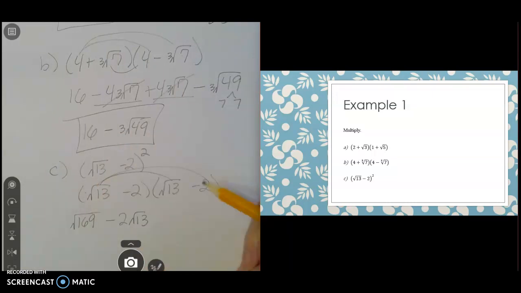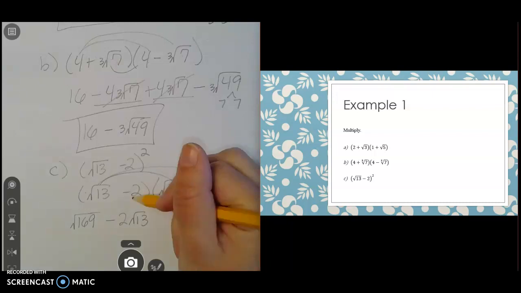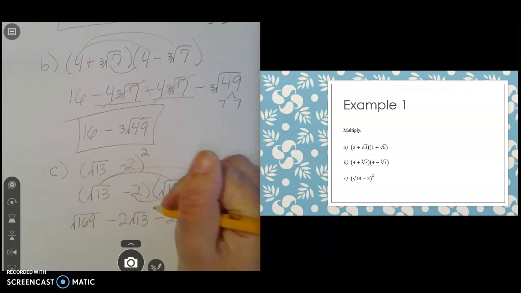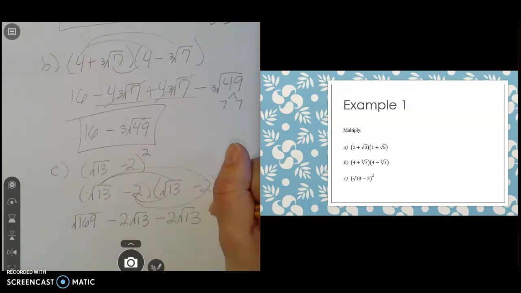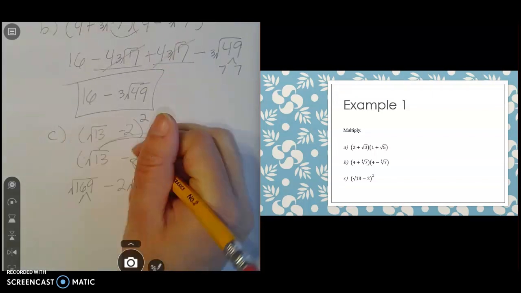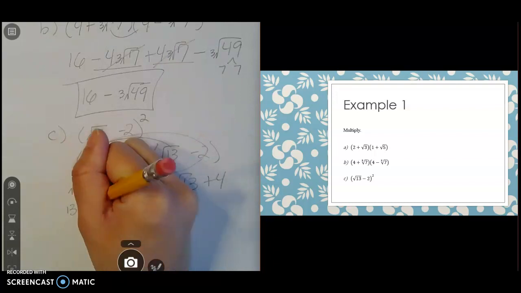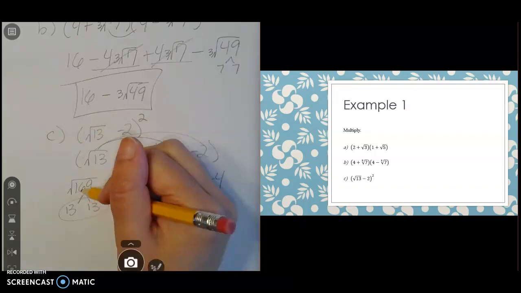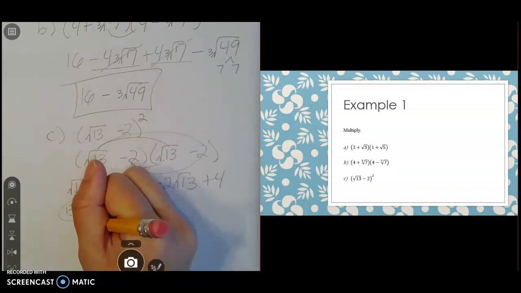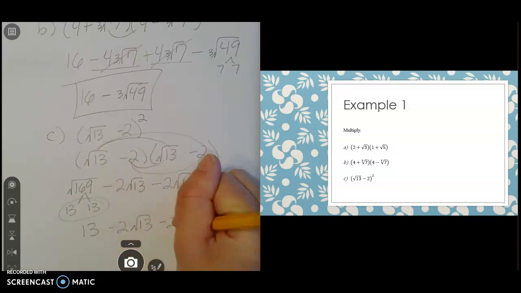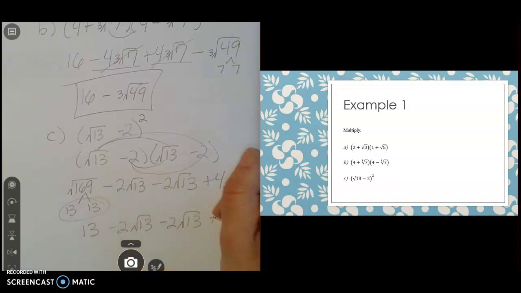Next up, we'll do this negative 2 times both terms. Negative 2 times square root of 13 is another negative 2 square root of 13. And negative 2 times negative 2 will be positive 4. Let's see if we can simplify some radicals. 169, we know that breaks down into 13 times 13. We'd have a pair, we can bring that out. So the square root of 169 is 13. Everything else stays the same. We can't really simplify the square root of 13 because it's prime.